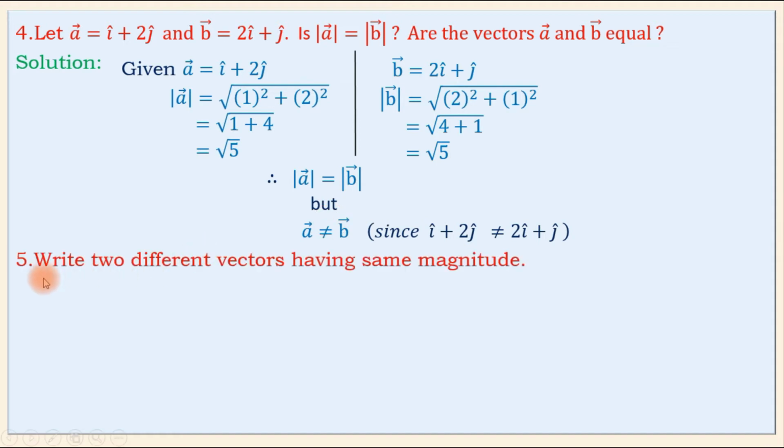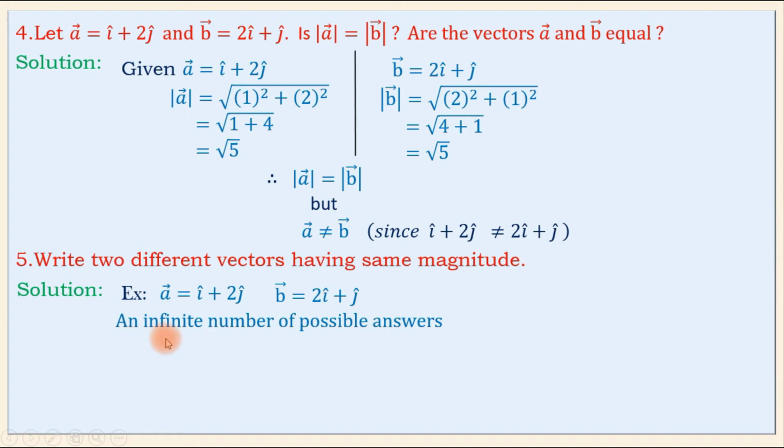Next, problem number 5. Write two different vectors having same magnitude. Since in problem number 4, we observe that two vectors, A vector and B vector, are different vectors, not equal vectors, but their magnitudes are same. Hence, we can give an example of two different vectors having same magnitude: A vector equals i cap plus 2 j cap, B vector equals 2 i cap plus j cap. Like this, we can give an infinite number of possible answers.